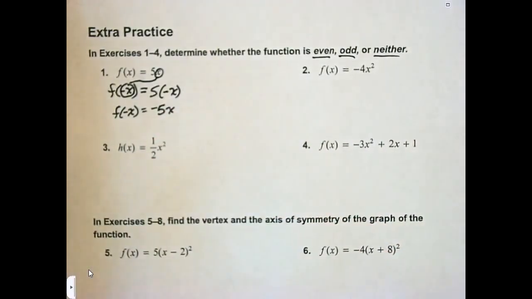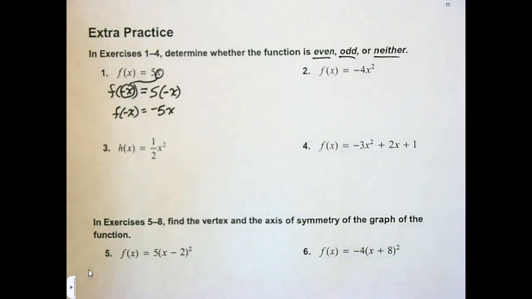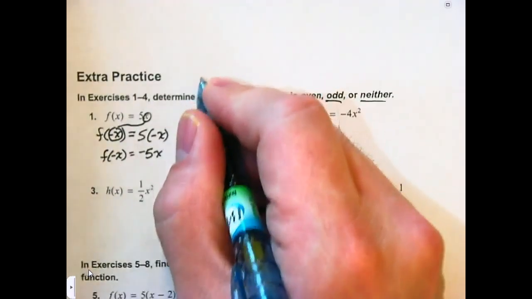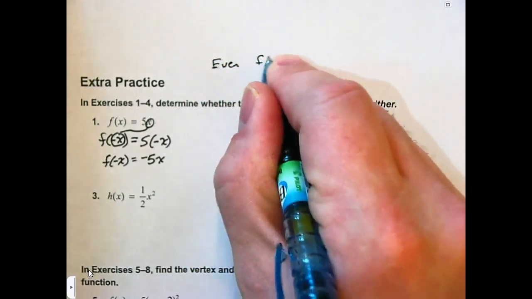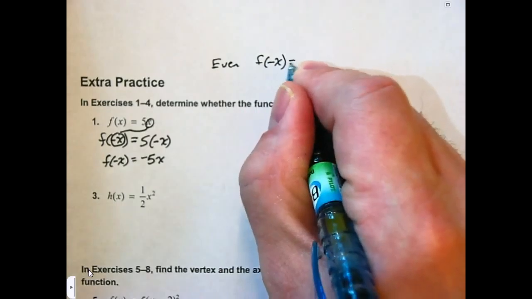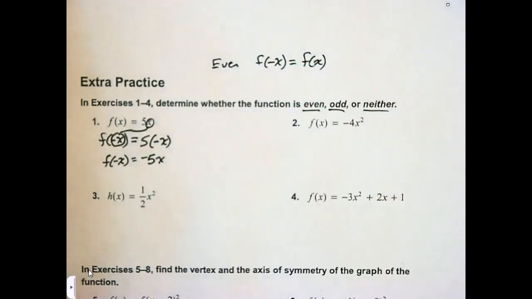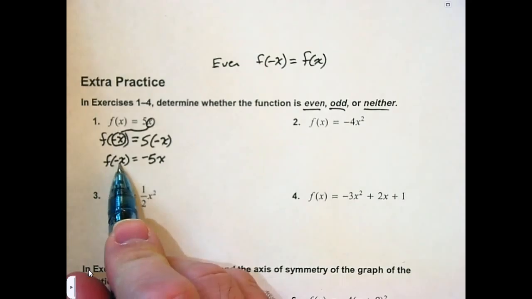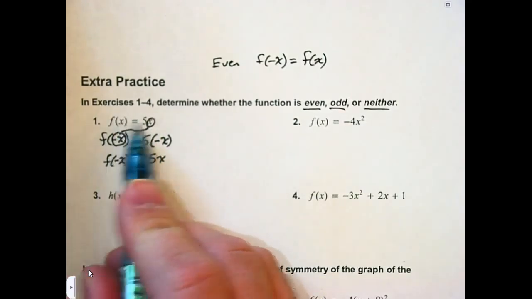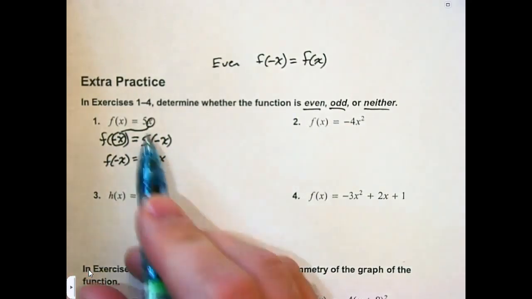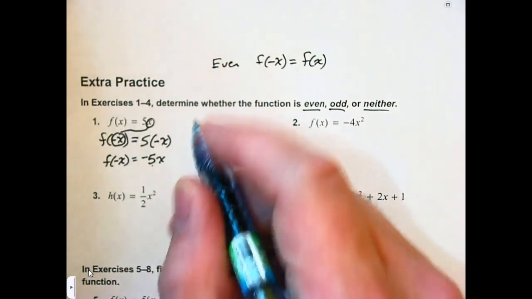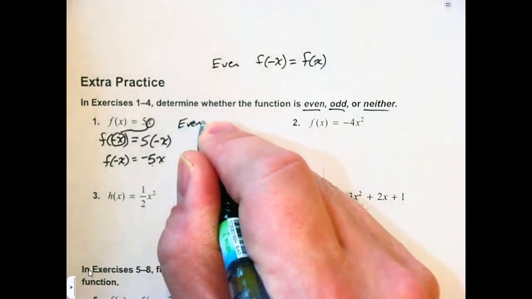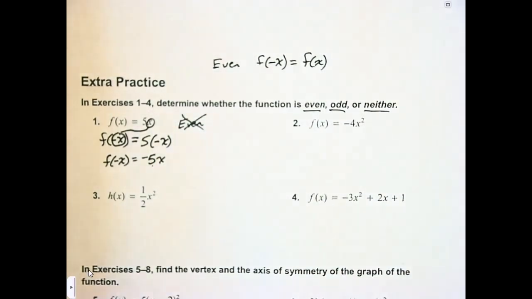All right. So if a function is even, you can even put it up in your notes up here. If it's even, f of negative x will be the exact same as f of x. So in other words, after I plug in negative x, I'll get the exact same thing I started with. Is negative 5x and 5x the same? No. This is not an even function. So this one is not even. Okay? Well, it could be odd or neither.